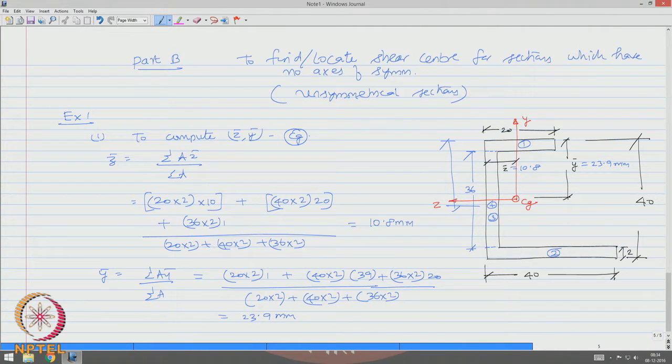So, we have located the CG. Now, the next step is to find the moment of inertia, which is I z and I y. From first principles, we can find I z as 20 t cube by 12 plus 20 into 2 into 22.9 square.